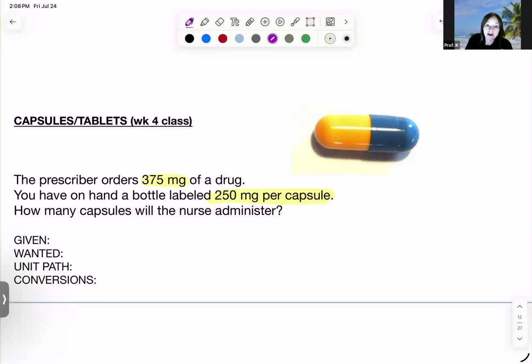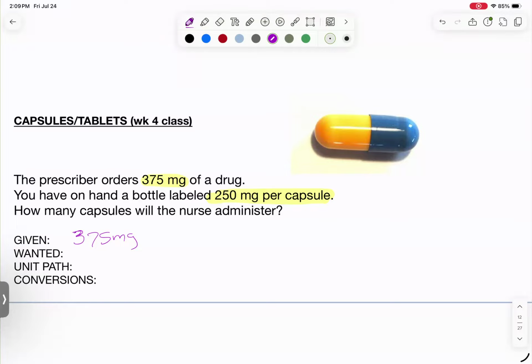So in a question, you may see the doctor orders, the doctor prescribed, the PCP, the NP, but you have to look for those words. That's right, Ghislaine, good. You have to look for those words to find out what is actually ordered, and that's what our given is. So the doctor orders or prescribed is 375 milligrams. My wanted, what do I want? The wanted in this question is, what am I going to give my patient? Am I going to give my patient a turtle? No, I'm going to give them capsules because that's how it comes. So my wanted is capsule.